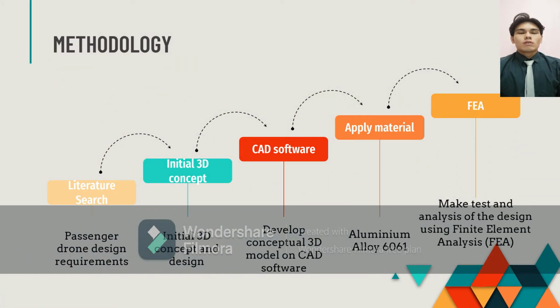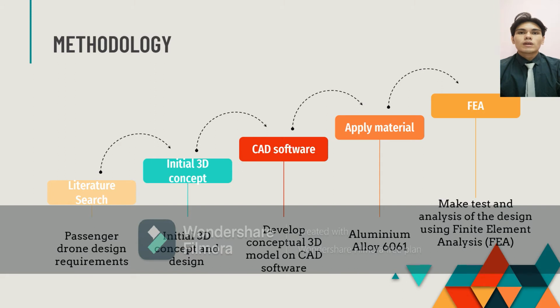On to the next part, on methodology. The infographic shows the method that has been followed to do the project successfully. First, the literature search on the passenger drone design requirements, then sketching the initial 3D concept. Once the initial 3D concept has been satisfied, we will proceed to the CAD software. The CAD software that has been used is CATIA V5. The design has been made on CATIA V5.